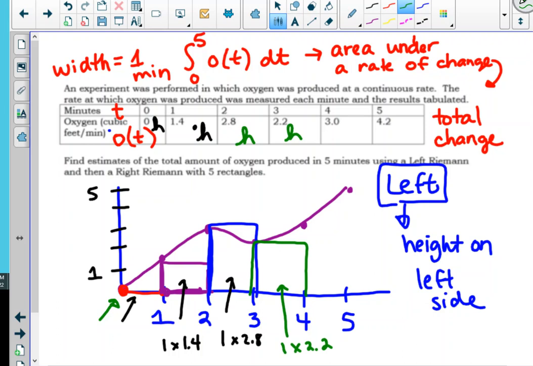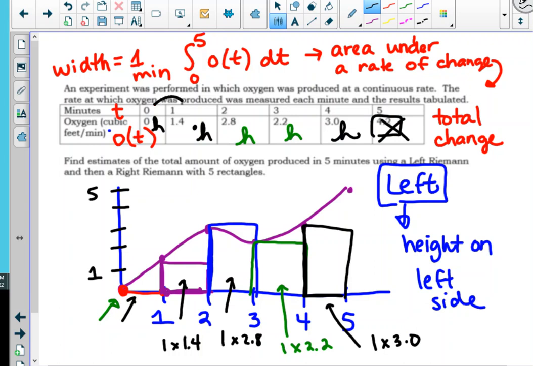And the last rectangle, the 4 to 5 rectangle, uses the 3, or 3.0. So when we're doing a left Riemann, the last function value, the last height, doesn't get used. We have 1, 2, 3, 4, 5 intervals, so 5 rectangles, and 1, 2, 3, 4, 5 heights.